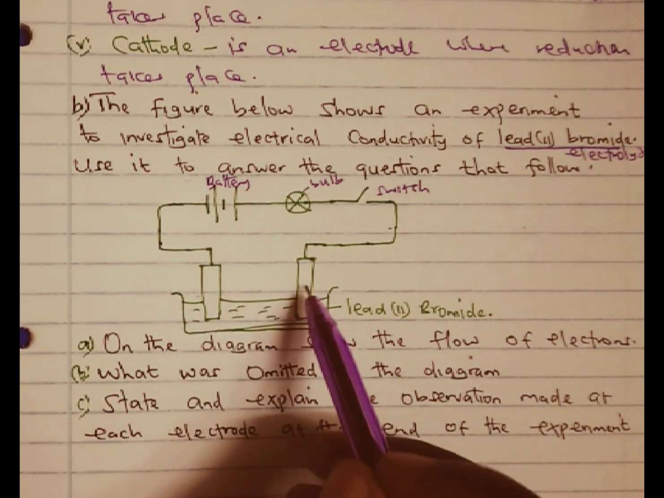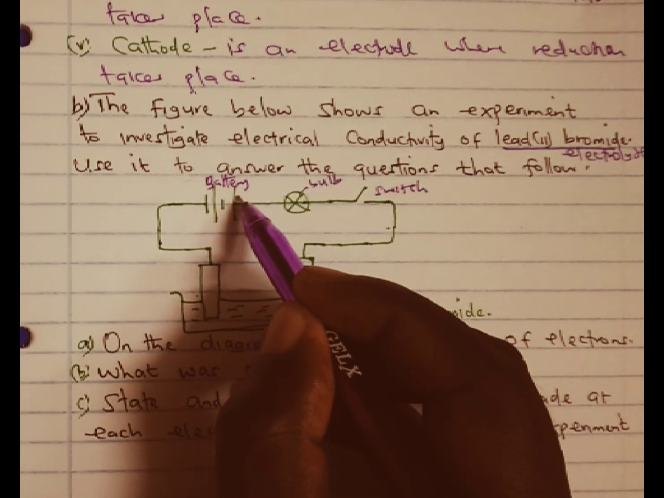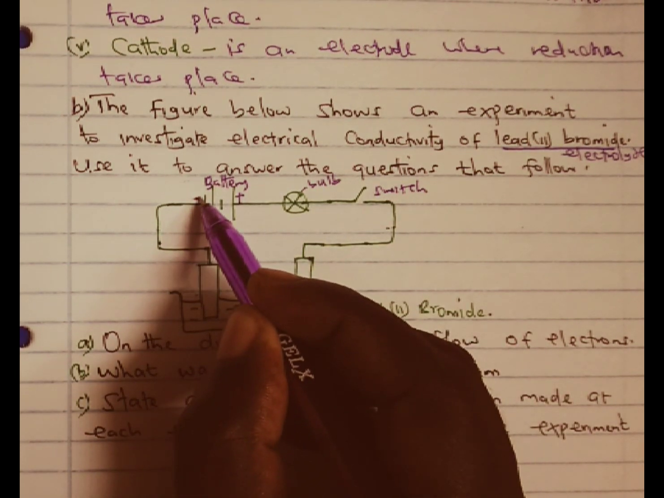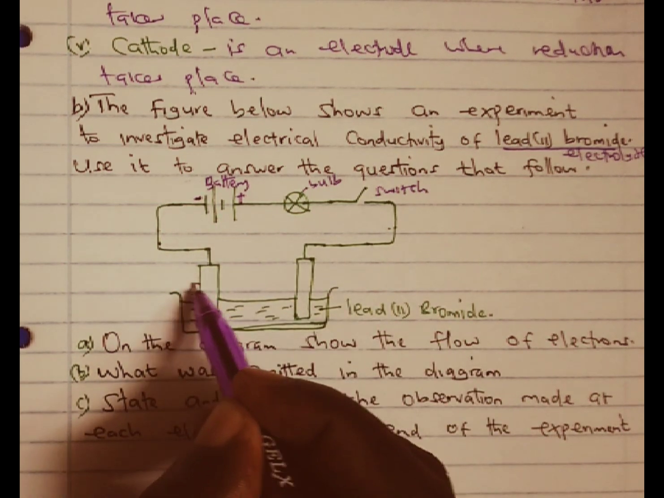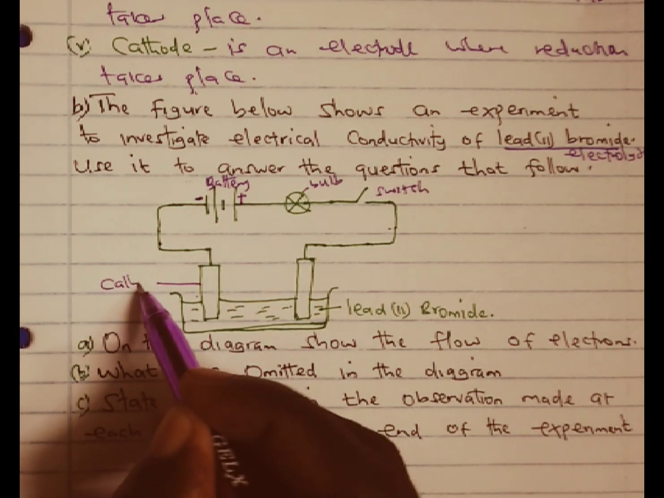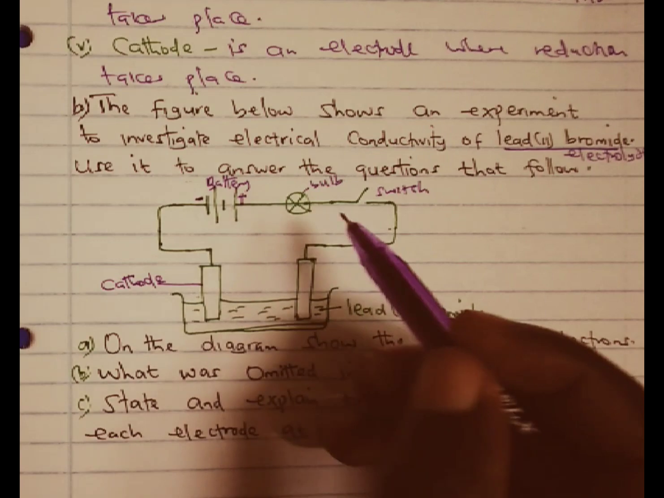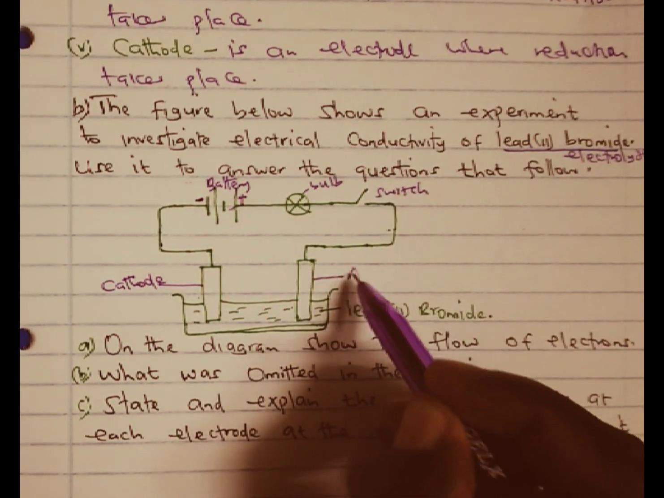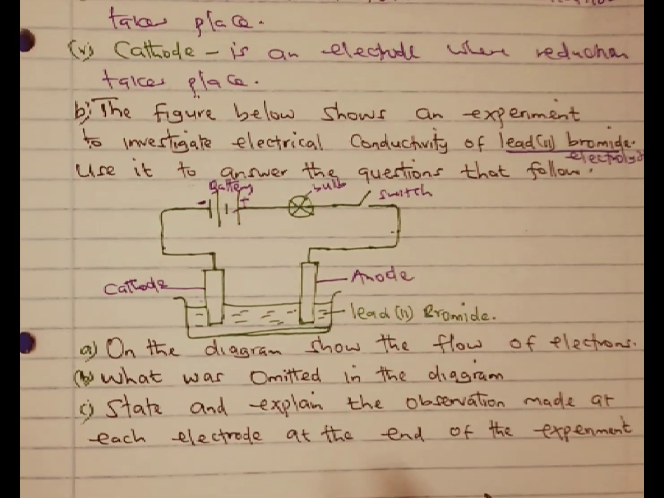Sometimes you can be told to label the electrodes. This longer terminal here represents a positive, and the shorter one represents the negative. And in this case, the negative is the cathode, and therefore this electrode here becomes the cathode. And the longer terminal is positive. That means this electrode here is known as the anode in this case.